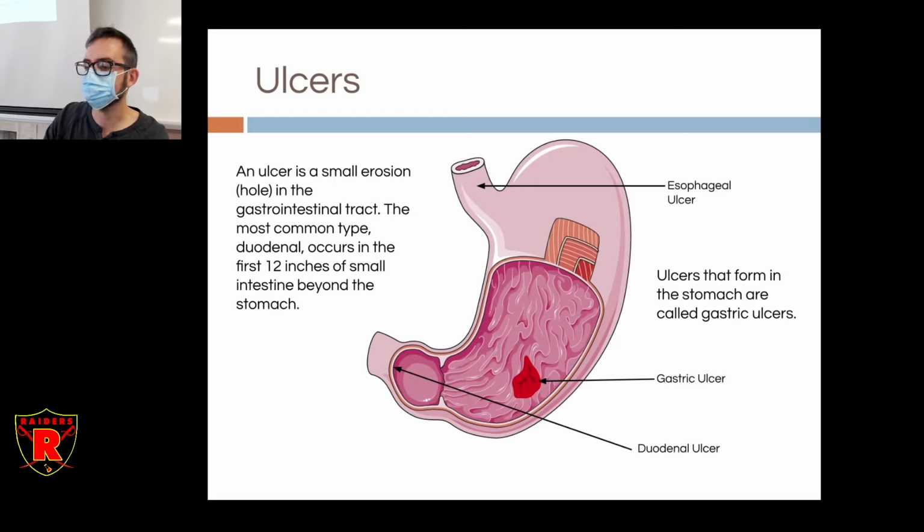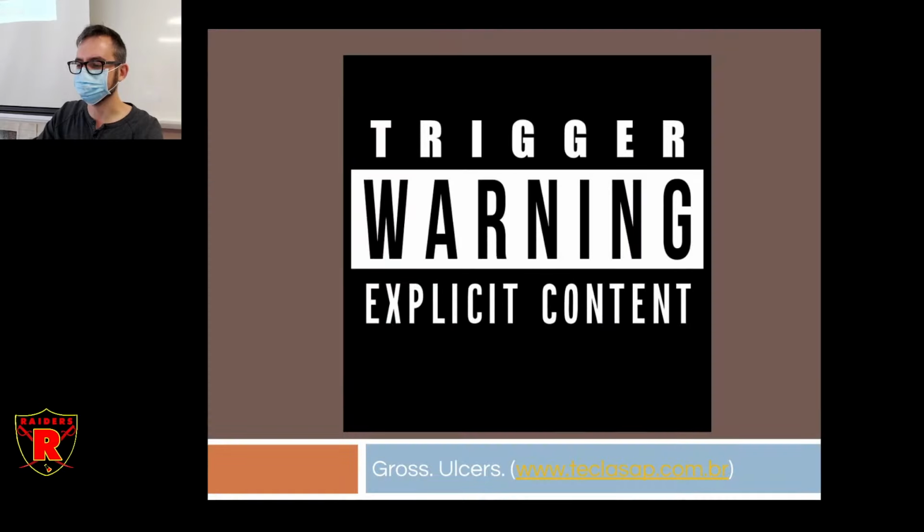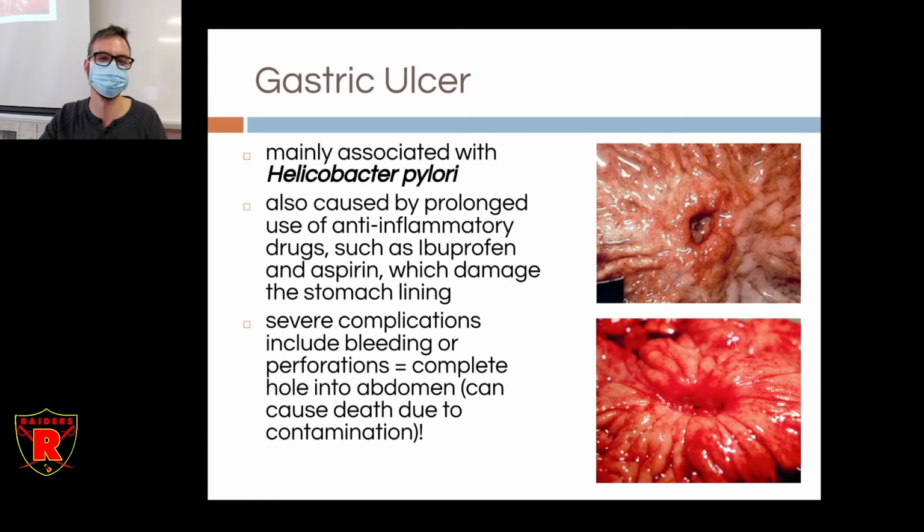The most common place to get them is the bottom of your stomach or the first 12 inches of your small intestine. Okay, I'm going to show you some pictures. So warning, this is what a stomach ulcer looks like. It's not pretty. Okay, there they are. Both of these are ulcers. Actually, no, that first one there is small intestine. The second one is stomach. But anyway, they're holes.